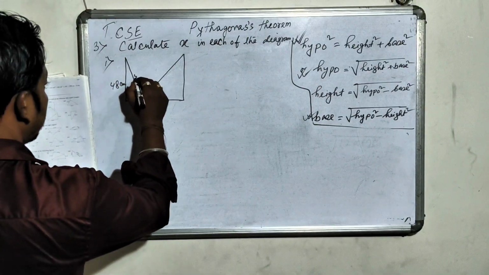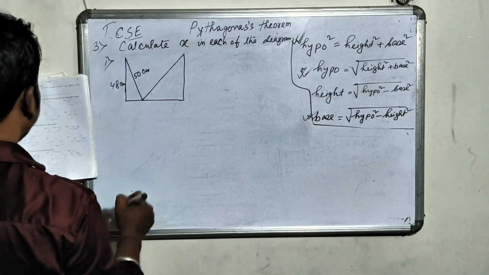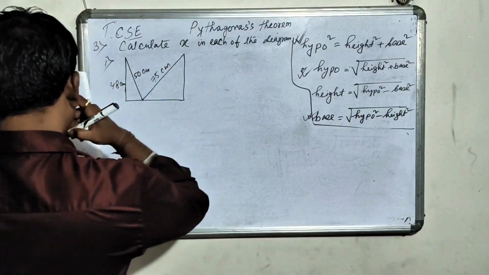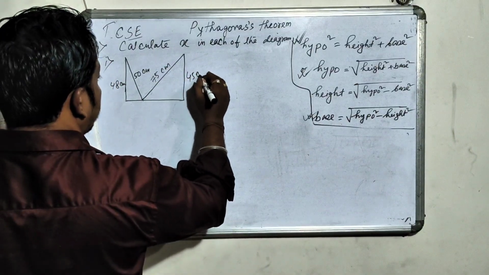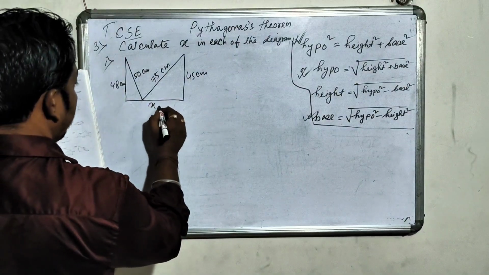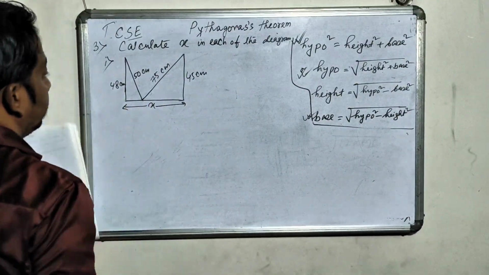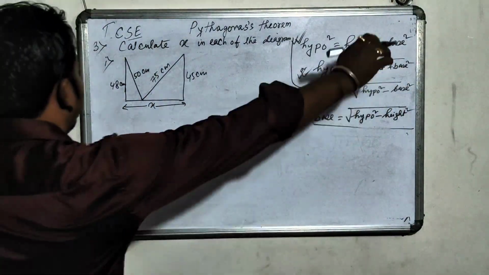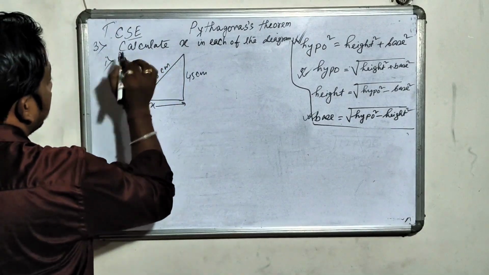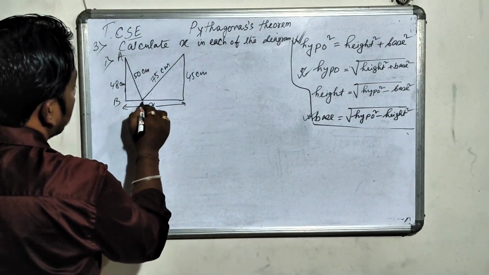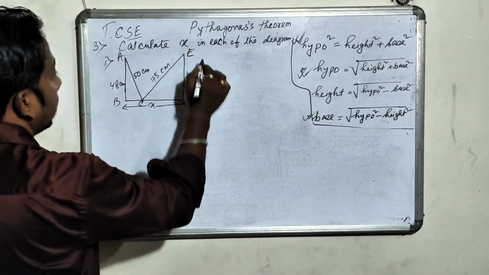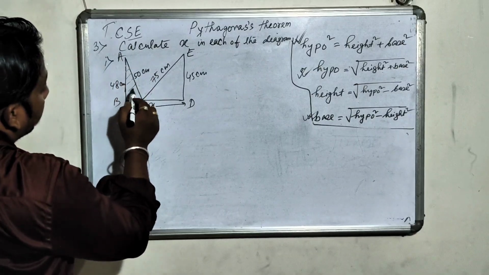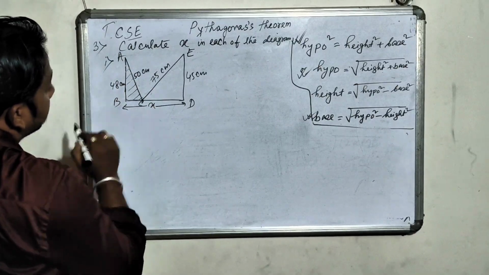The picture shows 48 centimeter, 50 centimeter, 75 centimeter, 45 centimeter, and we have to find out the value of x here. Okay, first we have to give the names A, B, C, D, E. Now first we find out this triangle. First we find out the BC value, that means the base value.